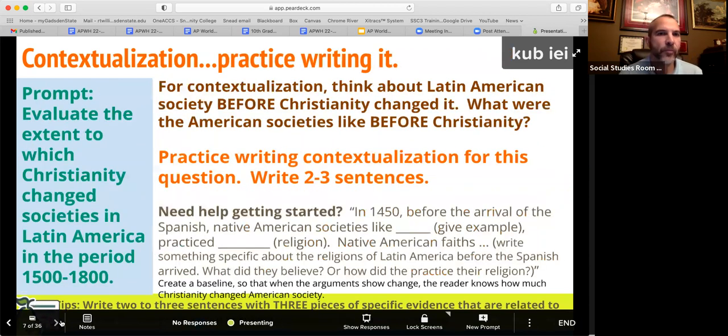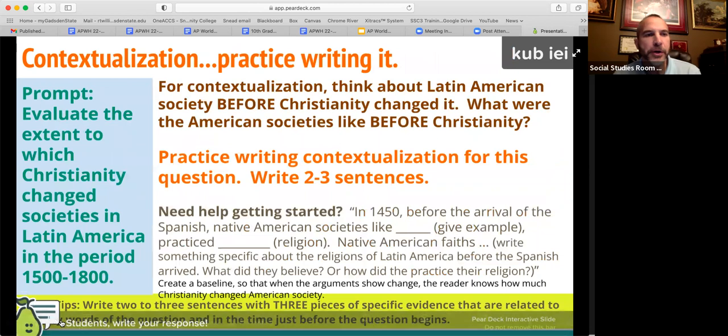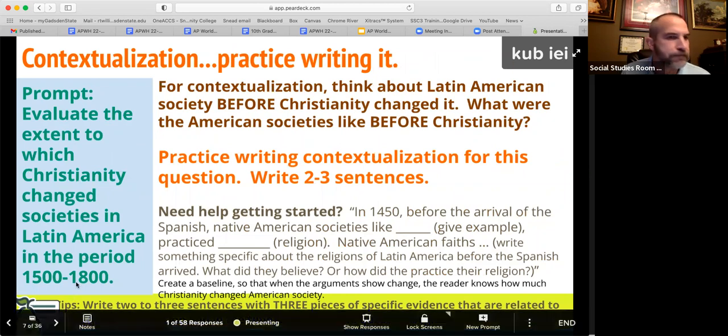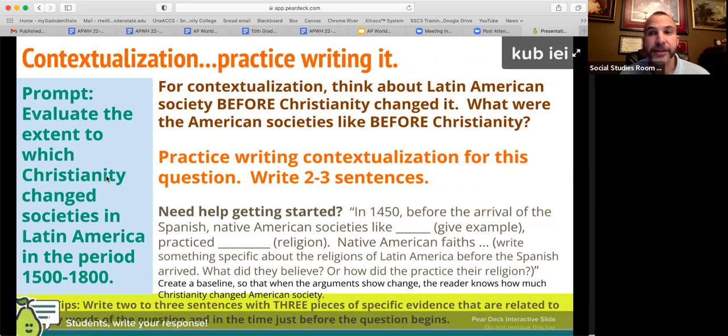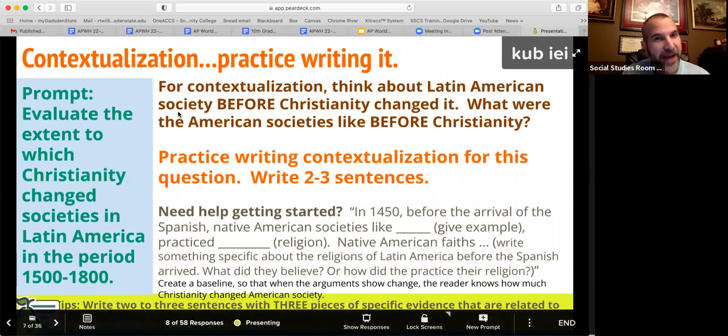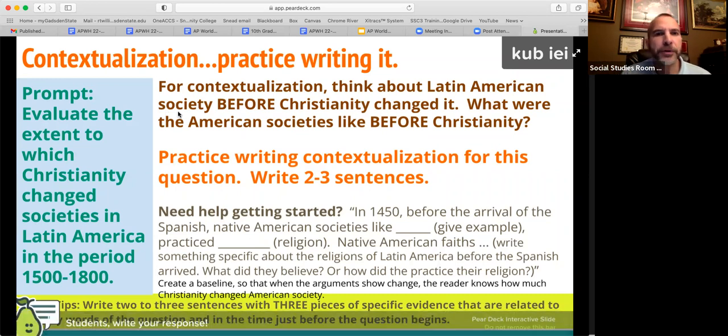Excellent. All right, so here's yet another one to practice with to make sure we really understand contextualization tonight. Notice the prompt now. Evaluate the extent to which Christianity changed societies in Latin America in the period 1500 to 1800. So once again, we're thinking about before Christianity. We're also thinking about society before Christianity.